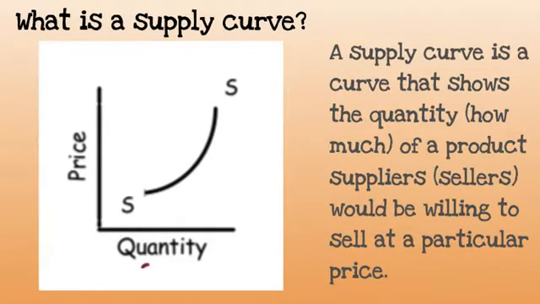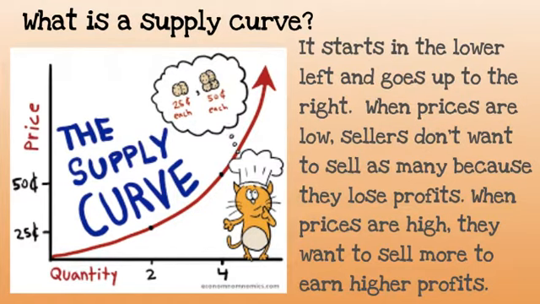So what is a supply curve? A supply curve is a curve that shows the quantity or how much of a product the suppliers, the sellers or producers, would be willing to sell at a particular price. The supply curve runs opposite of the demand curve. The supply curve starts in the lower left corner and goes up to the right. When prices are low, sellers don't want to sell as many because they can lose their profits. They're not going to make as much money off of the sale because they've lowered the price. But when prices are high, they want to sell more of their product because they're earning a higher profit, because they're getting more money than they would at normal costs.